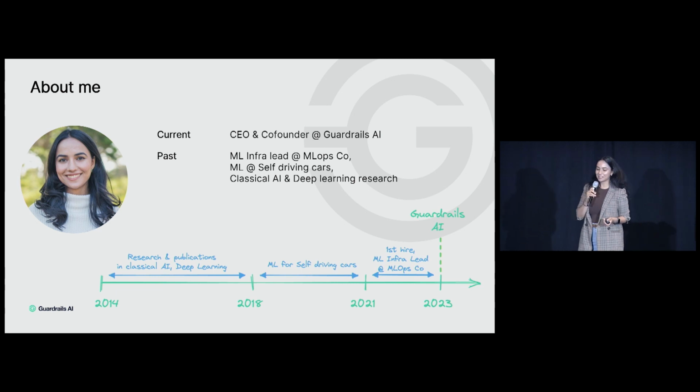So a little bit about me. I am the CEO and co-founder at Guardrails AI. In the past, you heard a little bit about this, but TLDR, I've spent about a decade or so working in machine learning. I did a lot of research and published a few papers in classical AI, computer vision, decision-making under uncertainty. For a few years, I worked on ML for self-driving cars and how you bring self-driving cars to production. After that, I was the first hire and the ML infra lead at an MLOps company in San Francisco. And since the beginning of the year, I've started Guardrails AI, both the open source framework as well as the company. Awesome.